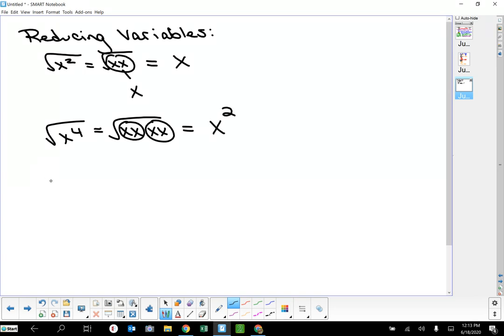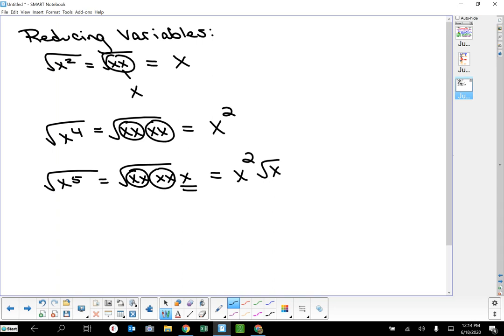Okay, what if you have x to the fifth? The root of x to the fifth is the root of x times x times x times x times x. There's two groups of x's, so that's x squared, and this guy can't come out of the radical, so this gives you x squared radical x. Okay?